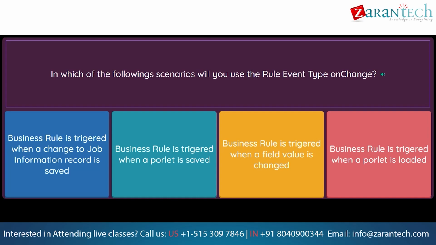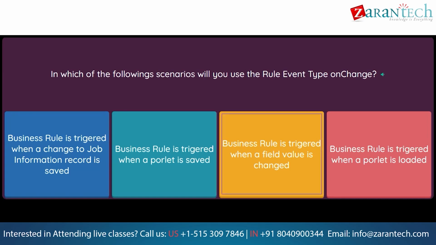Question: in which of the following scenarios will you use the rule event type on change? Option 1, business rule is triggered when a change to job information record is saved. Option 2, business rule is triggered when a portlet is saved. Option 3, business rule is triggered when a field value is changed. Option 4, business rule is triggered when a portlet is loaded.